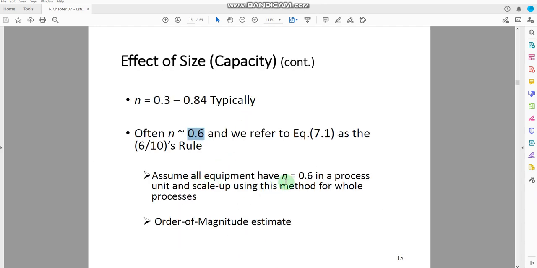Assume all equipment has n equal to 0.6 in a process unit and scale up using this method for the whole process. So we can sometimes make the analysis easier to estimate the cost, and we use 0.6 as the value to estimate the cost of the new equipment. Okay, order of magnitude estimate. For this, you have to see what the capacity of the old plant is, what the capacity of the new plant is, and what the value of the exponent should be.